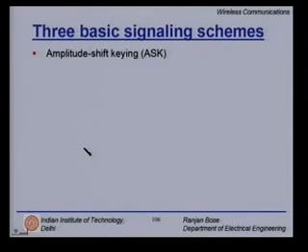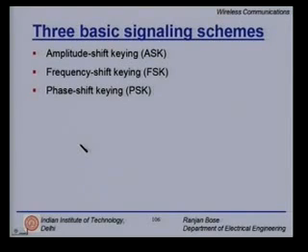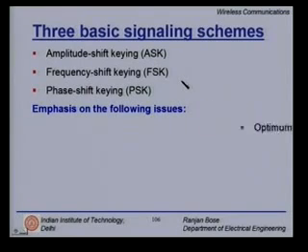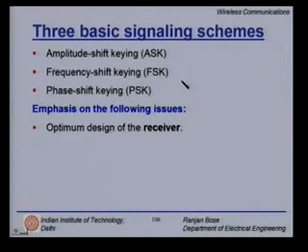The three basic signaling schemes that we know are the amplitude shift keying, the frequency shift keying and the phase shift keying. Our emphasis today will be on phase shift keying. Please note, how do you choose a modulation scheme? You have so many choices. How do you evaluate one with respect to another? What are the basic criteria based on which you decide for one modulation scheme versus the other?